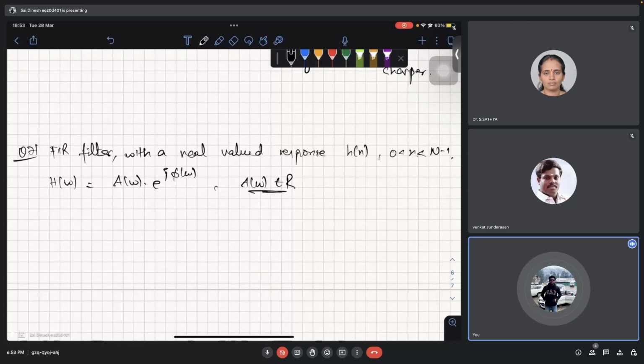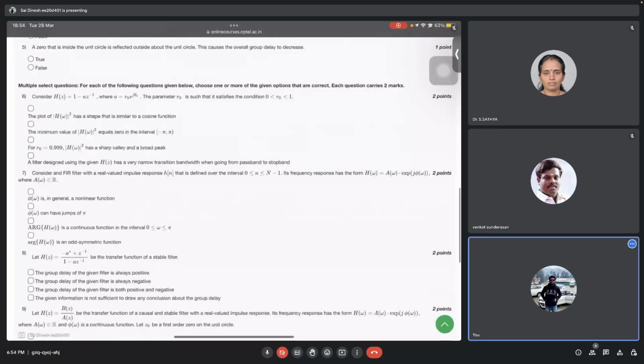As we again discussed earlier, this A of omega actually absorbs the sudden phase change, that is the sign change in the phase response, and then what we have in phi of omega is a continuous function, right? So this is what we have seen earlier. What are the options that we have?